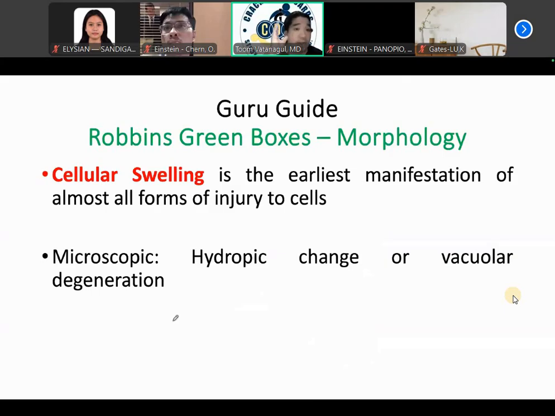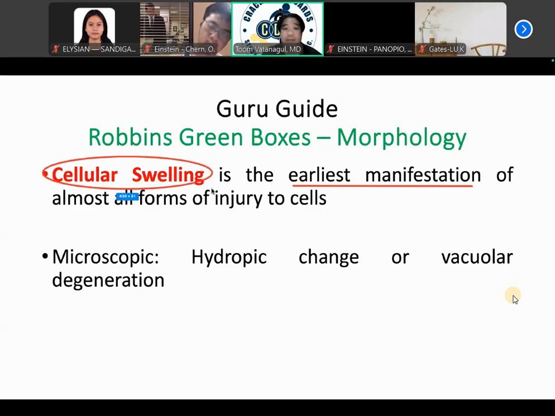Now, the Robbins green boxes, which refers to the morphology. Possible question in your post-test and mock boards. What is the earliest manifestation of cellular injury? What's your answer? I want it to come from you so that you will never forget it. The earliest manifestation of cellular injury is cellular swelling.